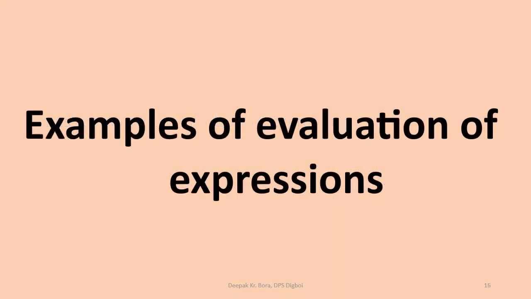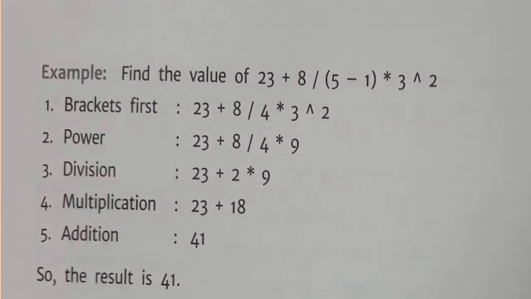Now we are going to see some examples of evaluation of expressions. This is the example which I have taken from the book. Find the value of 23 plus 8 divided by (5 minus 1) into 3 to the power 2. Now if you see here, the bracket is there, so we have to evaluate the bracket first. After evaluation of bracket, I am getting the expression as 23 plus 8 divided by 4, that is the 5 minus 1 is 4, into 3 to the power 2.